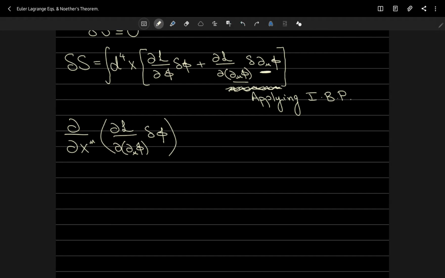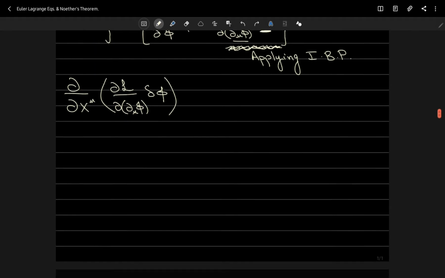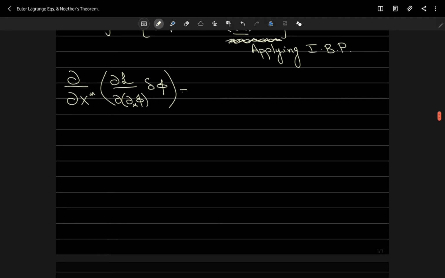Right, so from here, let's solve this thing. What would this be? Well, we apply the derivative to the first term and to the second term, so we are going to use what is called the product rule of derivatives. So what would that be?